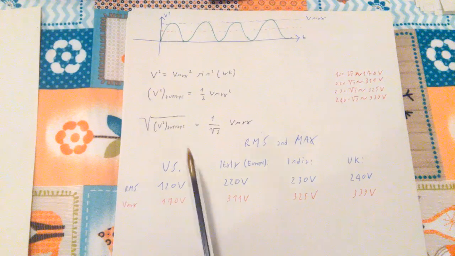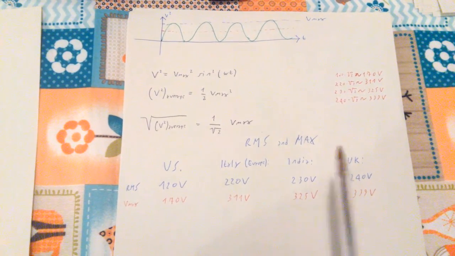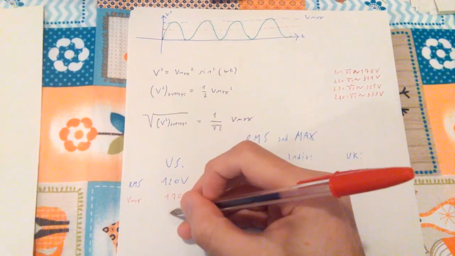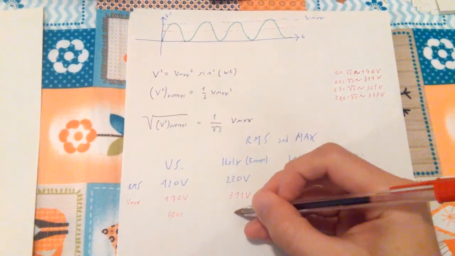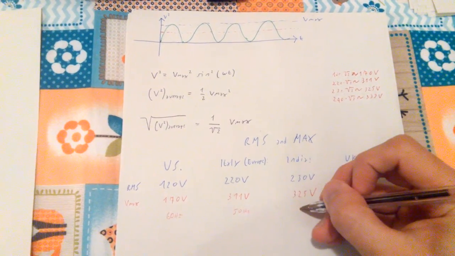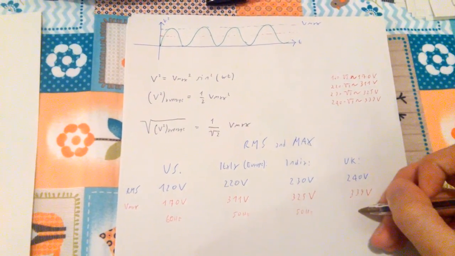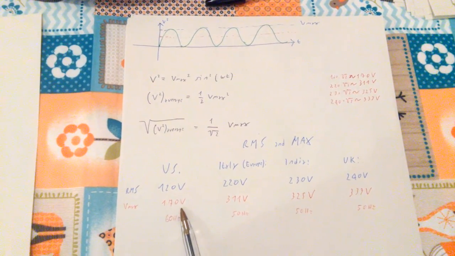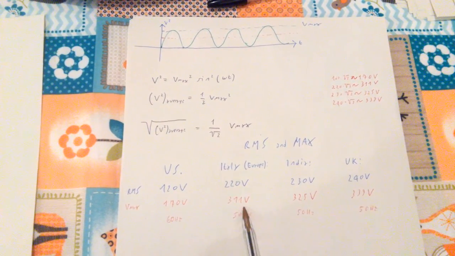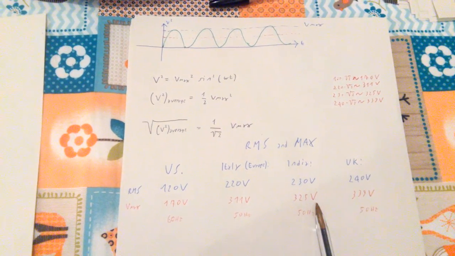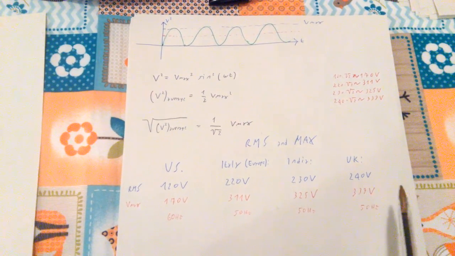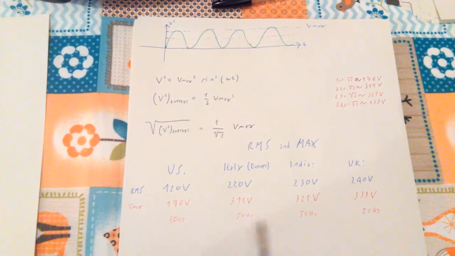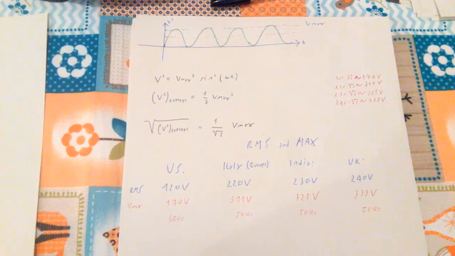So as I was saying, in the US I do have 170 volt. In Italy as a maximum, I'll just say at 60 hertz, 50 hertz, 50 hertz, and 50 hertz. So 170 volt as a maximum, 311 volt in Italy, 325 volt in India, and 339 volt in the UK. 50 hertz and then 60 hertz in the US.